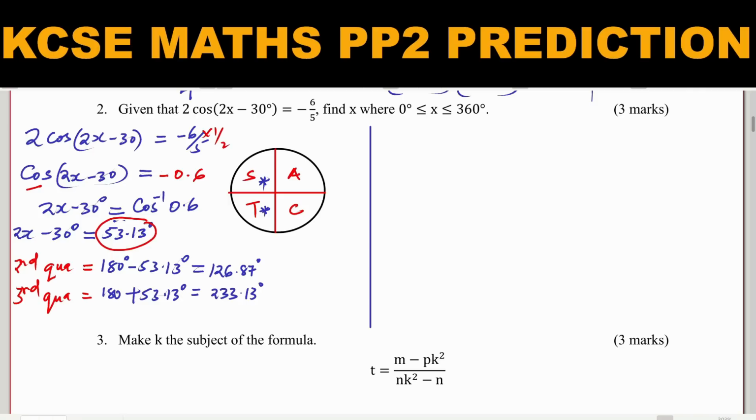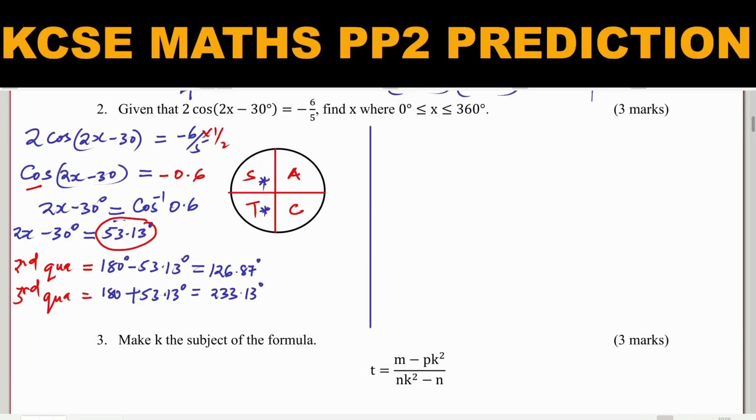Now, when I look at this range, and when you equate all these, because you're supposed to indicate all these angles, you're supposed to take 2x minus 30 equals 126.87. Then you solve that. Then you take 2x minus 30 equals 233.13. You solve that. And when I look at the range, 0 to 360, we can go to the second round.